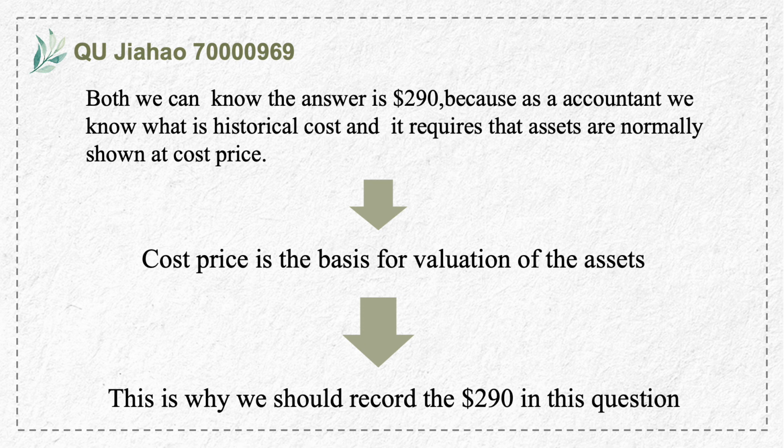The answer is 219, because as accountants, we know what historical cost is, and it requires that assets are normally shown at cost price. And the cost price is the basis for valuation of the asset. That means the valuation of the computer is $219. So this is why we should record 219 in this question. Thank you for your listening.